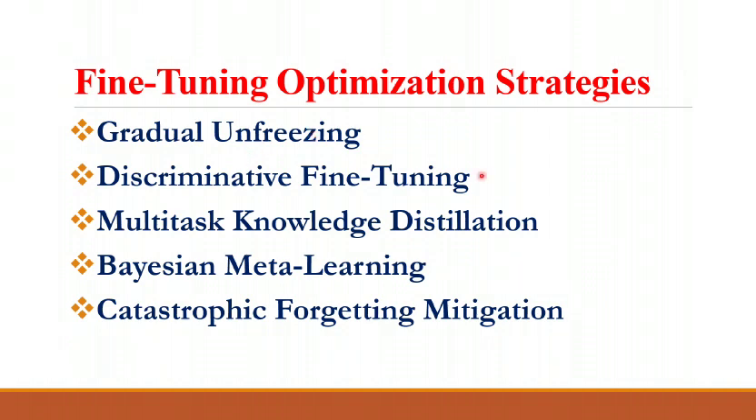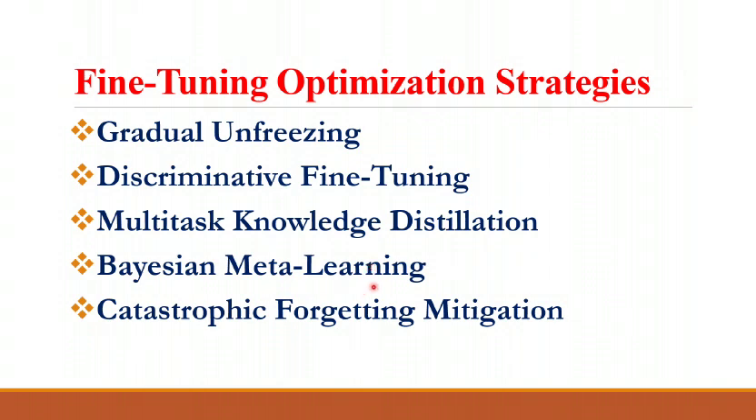Second is discriminative fine-tuning. Here we only update certain layers identified as most influential to the target task, and it limits destructive changes to pre-trained weights. Next is multitask knowledge distillation, where we jointly fine-tune on multiple goals using soft target outputs to retain broad capabilities. And then Bayesian meta-learning, which learns optimal fine-tuning hyperparameters like learning rates using a probabilistic framework.